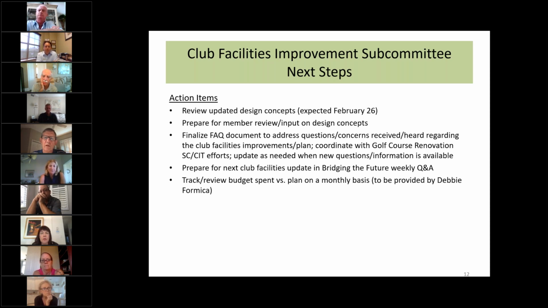Yep. One of the things that we haven't gotten to yet, but our committee is going to discuss, is how are we going to share the design concepts? Because some things deserve explanation of why we're doing it. So we have to talk about whether we're going to do small round tables or meet outside with different groups of people that are interested in coming and taking a look.